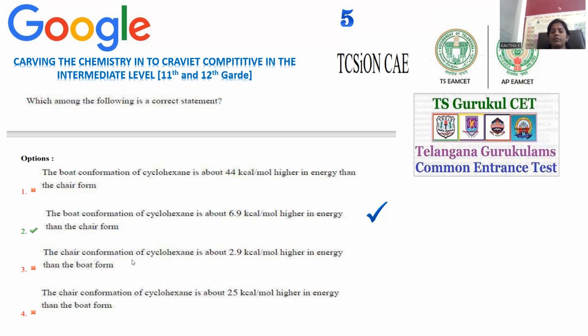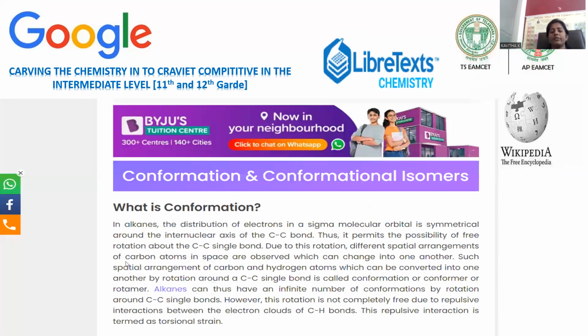And what will be the order of stability? How can they differ by this energy? Right. What is meant by conformation? Conformation denotes what? Whenever a carbon-carbon single bond is there in the compound, then only conformational isomerism is applicable. Carbon-carbon double bond, triple bond will not favor this one. Only saturated compounds, with the internuclear axis of a carbon-carbon single bond, have the possibility of rotation like this.